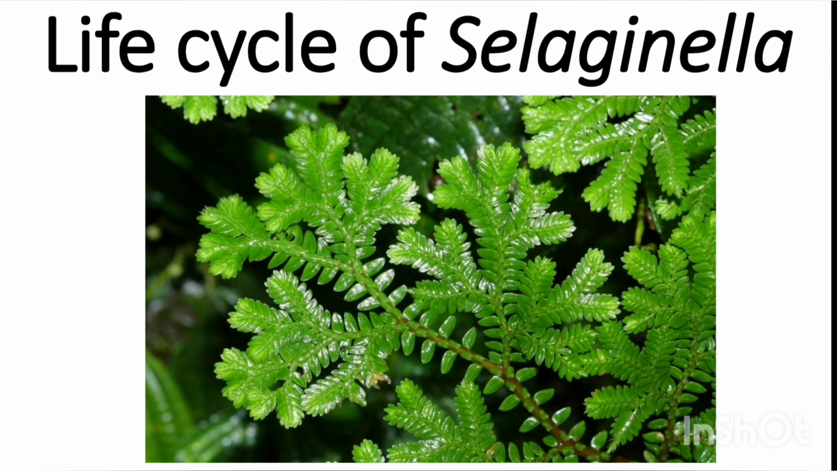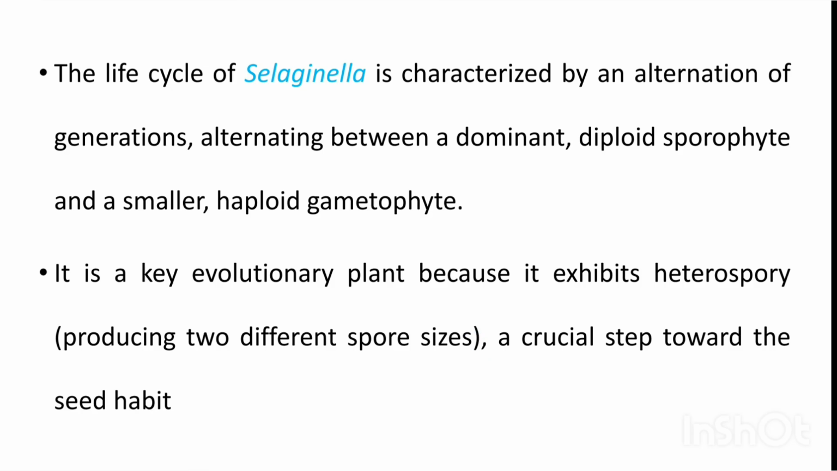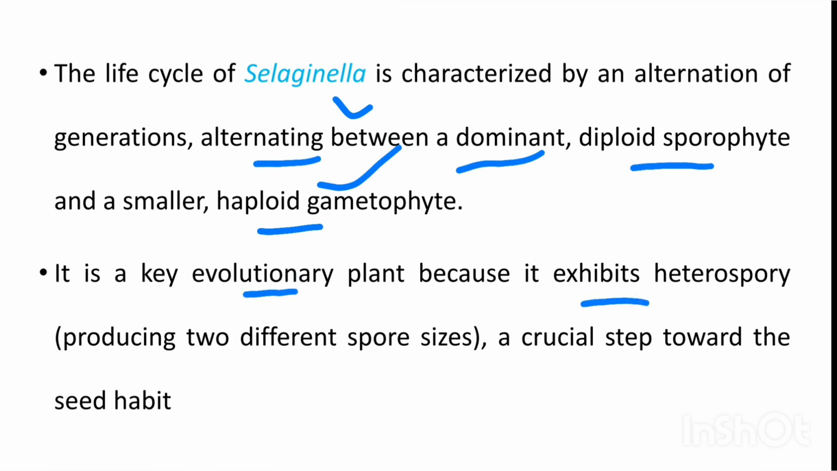So today we will discuss the topic life cycle of Selaginella. Selaginella is characterized by an alternation of generation, alternating between a dominant diploid sporophyte and a very little smaller haploid gametophyte. Obviously all the pteridophyta have a dominant diploid sporophytic phase and a very small haploid gametophytic phase. It is a key evolutionary plant because it exhibits heterospory.